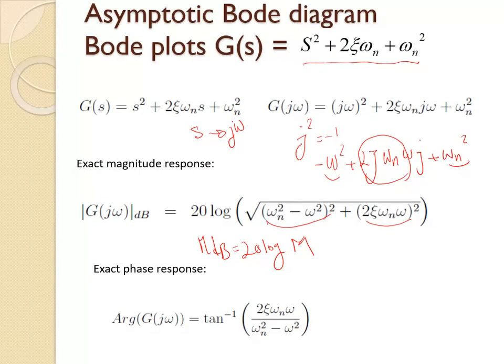If you see the magnitude and the phase of the system, they depend on two parameters, omega n and sigma. We must consider sigma between 0 and 1. Then you calculate the different magnitude and different phase.